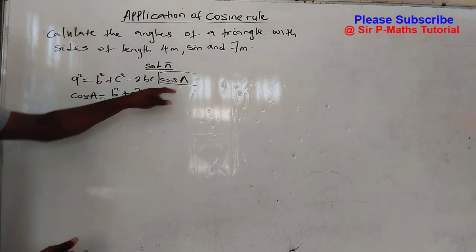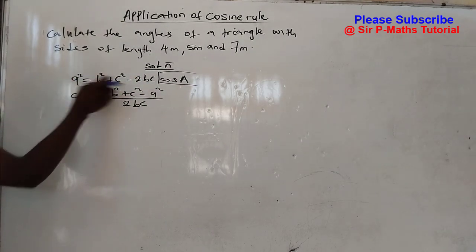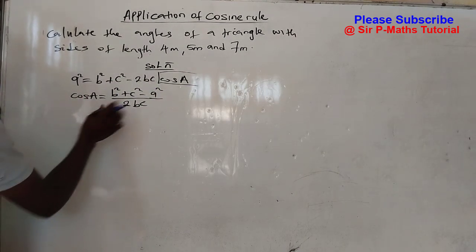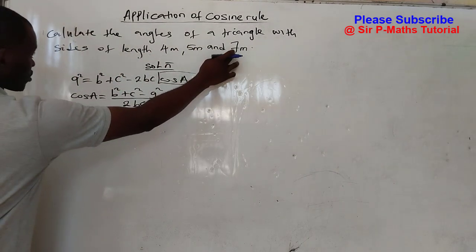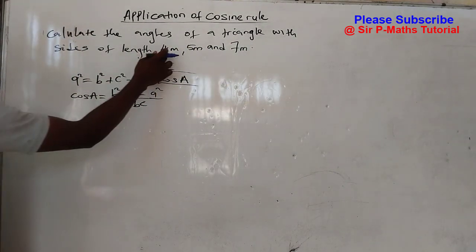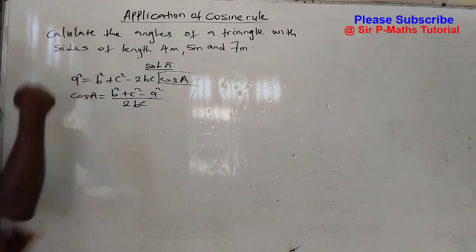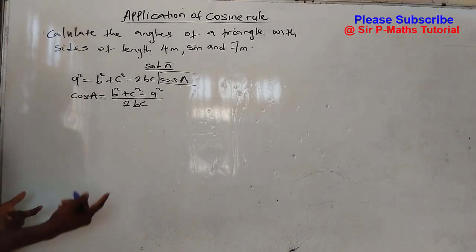Try making cos A the subject of the formula following the normal process. Carry B squared and C squared across, divide by this, and multiply by negative. Just try it out. Then having done this, we will solve for the first one and the second one. Add the both of them and subtract from 180. Then you will obtain the answer for the third one.